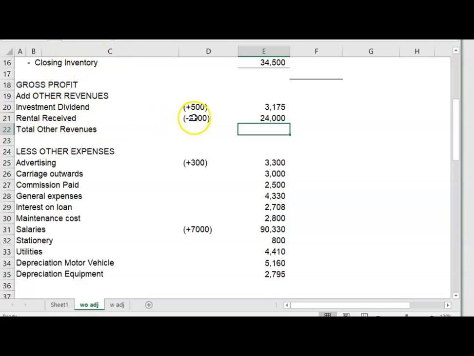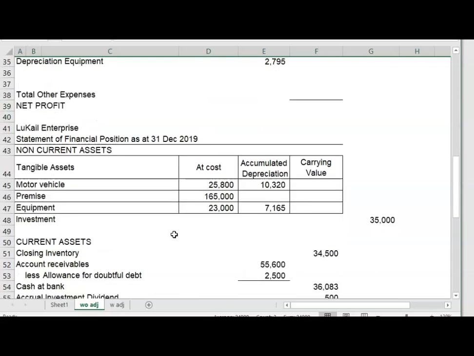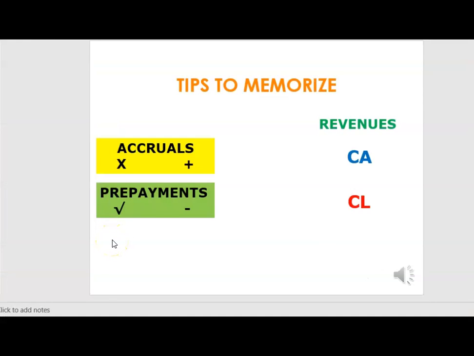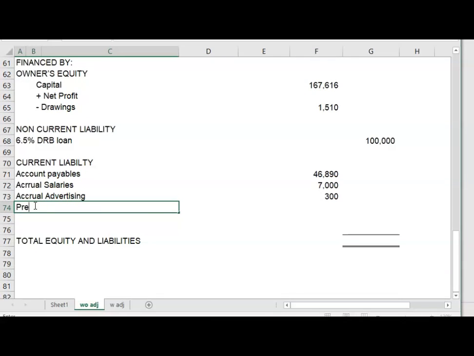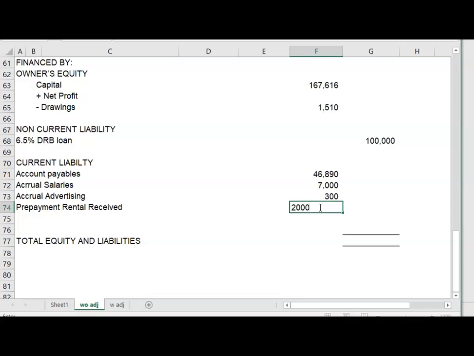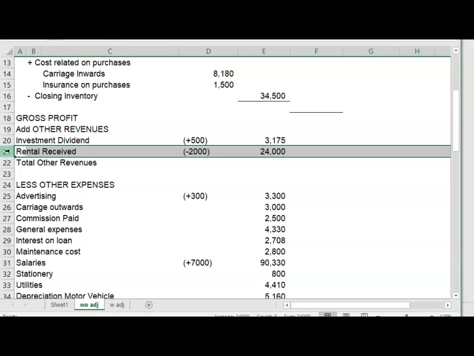And the prepayment rental receipt becomes your current liability. Prepayment revenue, current liability. So go to current liability. If you're not sure, go to that table again. Prepayments, revenue, current liability. So you need to add the prepayment rental receipt, and the amount is 2,000. So you have one record here, and you adjust rental receipt here.